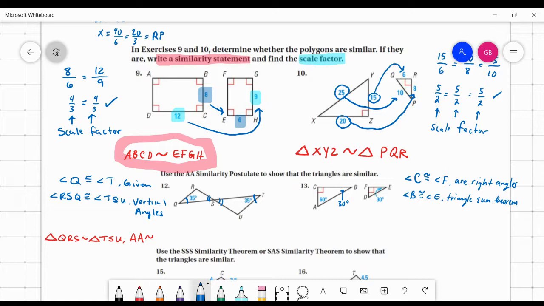So that means that the triangles are similar. So triangle ABC is similar to triangle DEF because of the angle-angle similarity postulate.